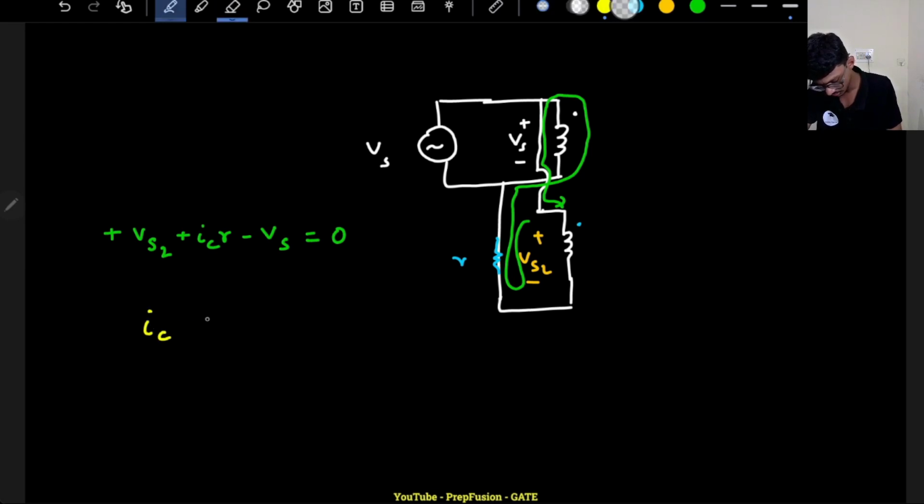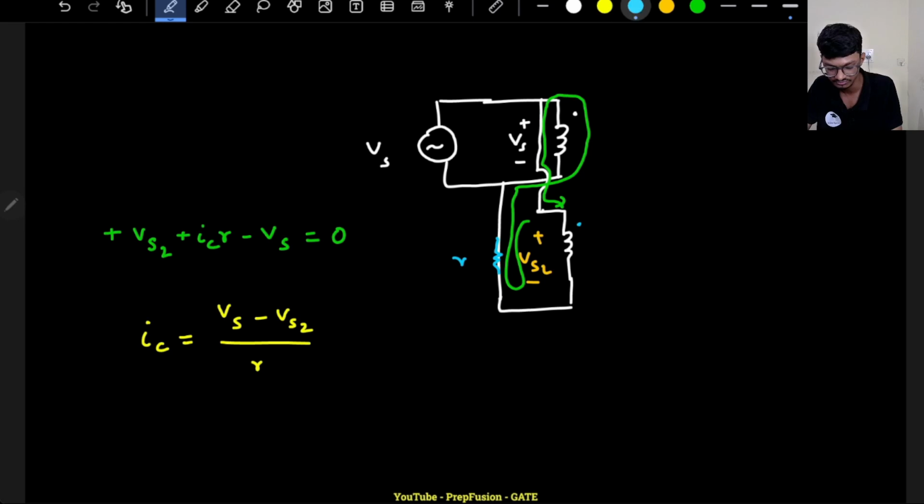Ic equals Vs minus Vs2 divided by R. Again, R is very small, and whatever the difference of voltage, there will be some circulating current. Again, we don't want that. We don't want any circulating current, right?